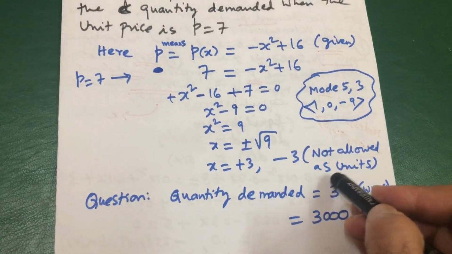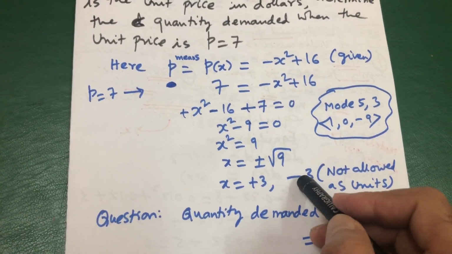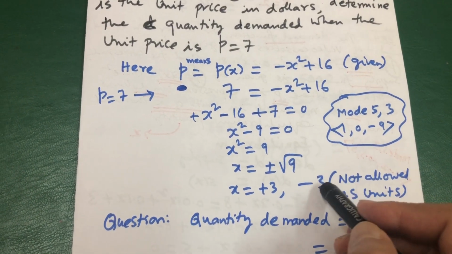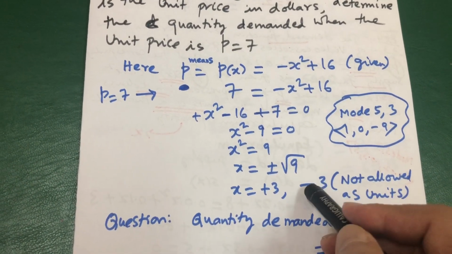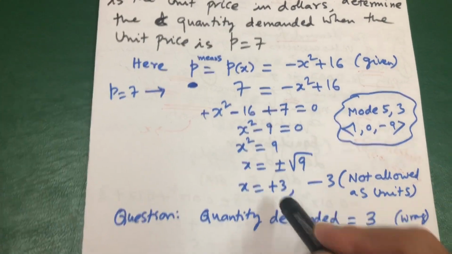Minus 3 is not allowed in business because we are talking about units. We are talking about tents, the kind you put up in the desert. So you cannot have minus 2 tents. You cannot have half a tent. You cannot have 2.5 tents. This is not allowed. Only positive whole numbers are allowed.